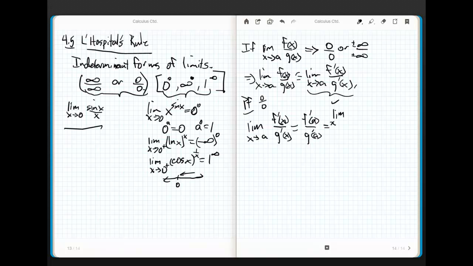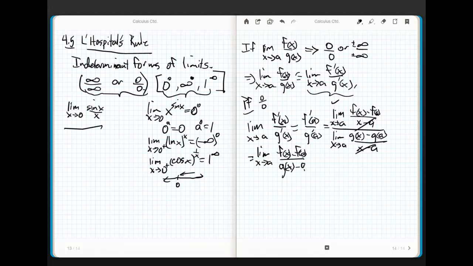Well, we know this. This is the limit as x approaches a of f of x minus f of a over x minus a, over the limit as x approaches a of g of x minus g of a over x minus a. Remember our definition of a derivative. I know some of you are trying to forget it. Please don't. So this ends up being the limit as x approaches a of the quotient, since the quotient of the limits is the limit of the quotients, of f of x minus f of a over g of x minus g of a.